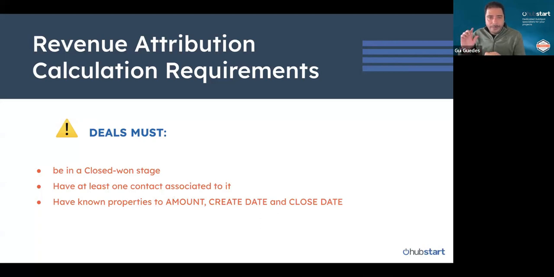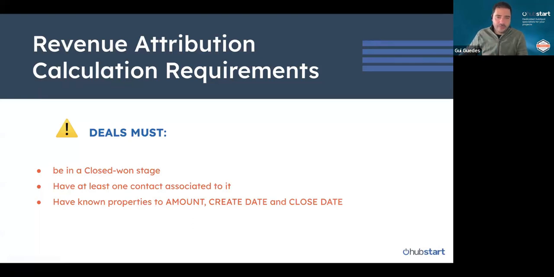Okay. But please be careful with something. If you need this information to be precisely reported, your deal needs to be in a closed one stage. Okay. This should be mapped in your pipeline. Any of the stages, you can have different names for it, but it needs to be configured as a closed one stage. You need to have at least one contact associated to it. Otherwise, it will not work.